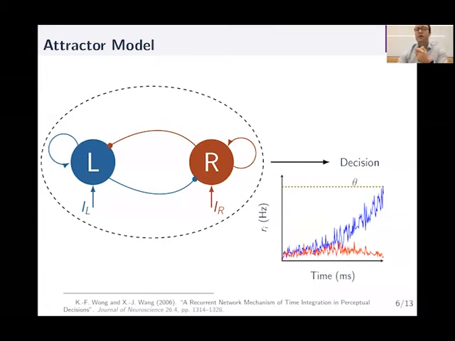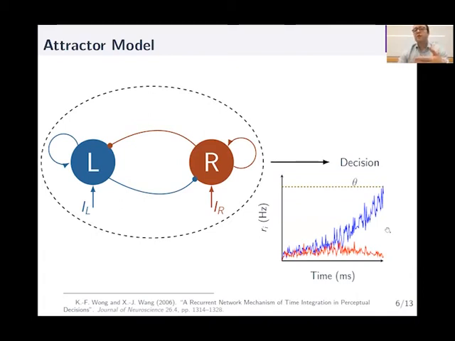And what we are going to say is that the decision happens when one of the two populations, so here the blue, reaches a decision threshold theta. So in this case, the network has chosen the orientation left.